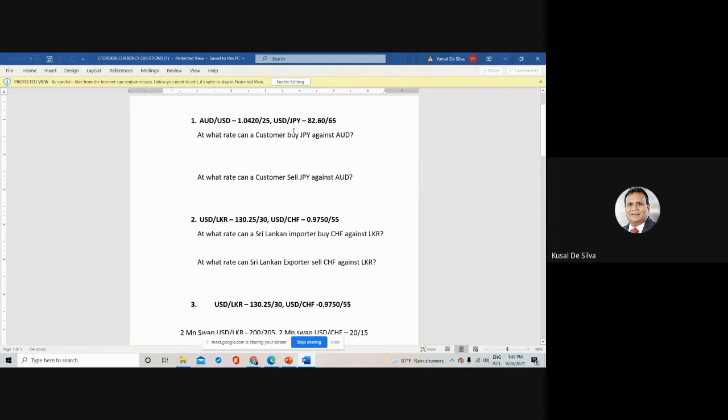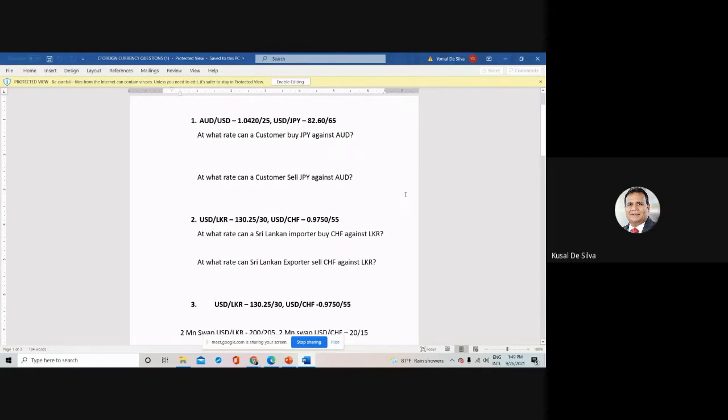That's the theory you need to understand, then apply the same theory here. Sell JPY is the quoted currency, so the bank will buy quoted. Buy quoted is this rate, 8265. Then against AUD, the customer will sell AUD, so the bank will buy AUD. Buy base means the bank will apply the bid rate. Then you multiply this by this, and you will get a rate.